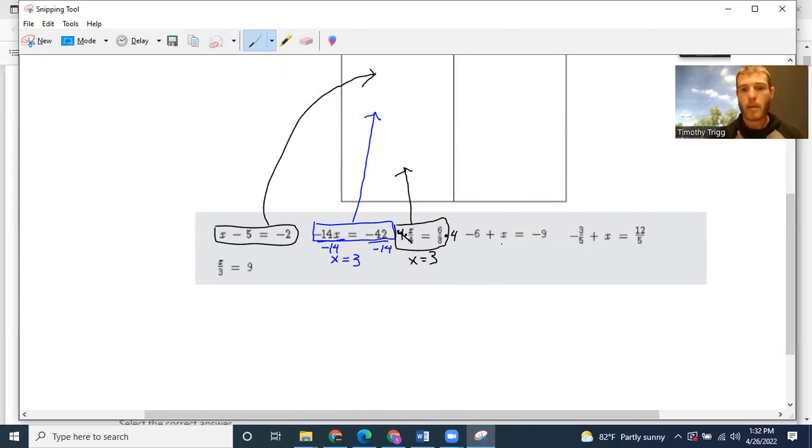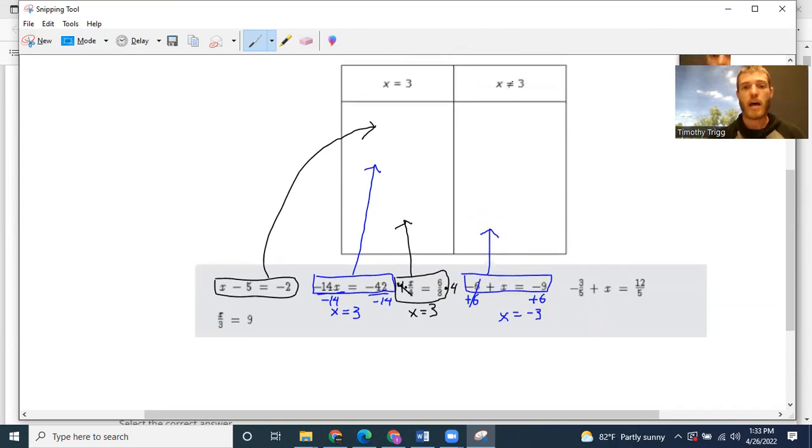Let's try the next one. Here we have negative 6 plus X equals negative 9. How do I get rid of negative 6? Well, I add 6. Okay, that makes 0. That cancels. On the right side of the equation, I have to do the same. Whatever I do on one side, I have to do the exact same thing on the other side. Giving us X is negative 3. So this one goes into the X is not 3. X is not 3 here.